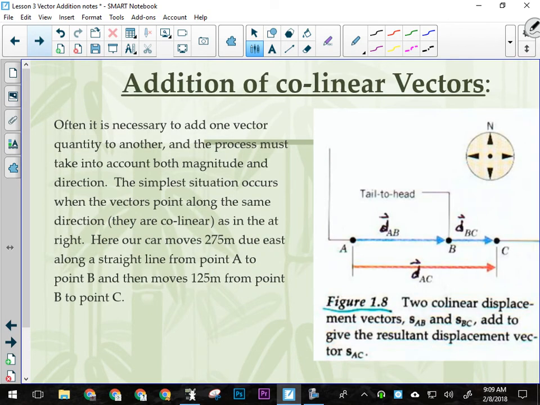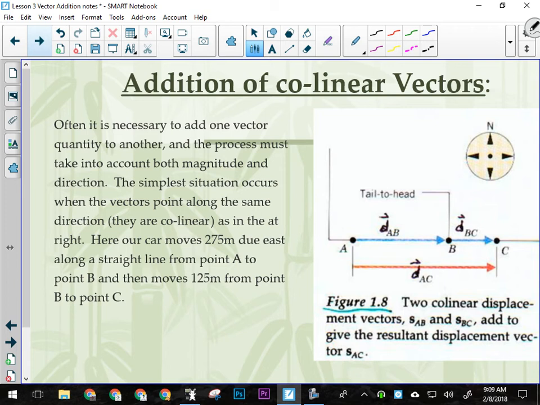Lots of times we have to add one vector to another, and that's what we're going to be working on for the next 2 weeks probably. We spend quite a bit of time on this. So if we have to do that, we draw the vectors tail to head. In this example, we have a car that moves 275 meters due east, and then 125 meters also due east after that.